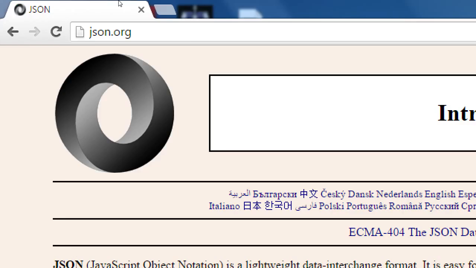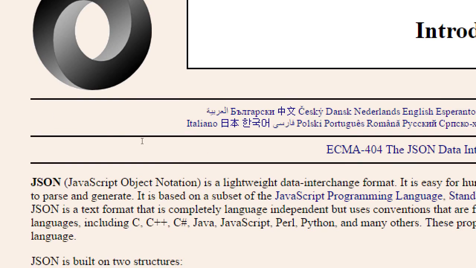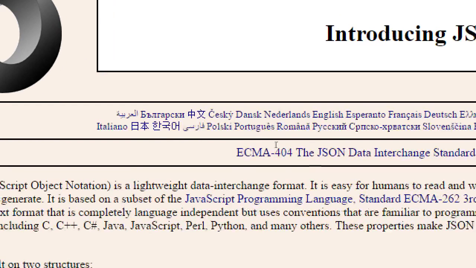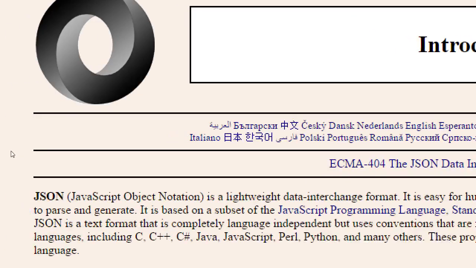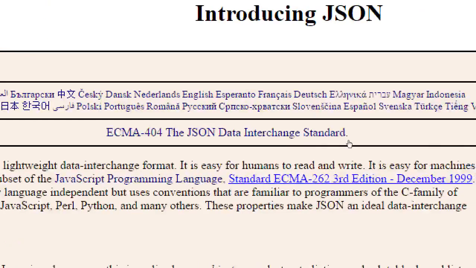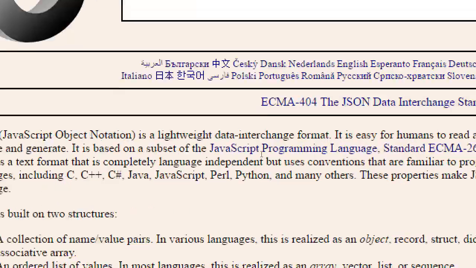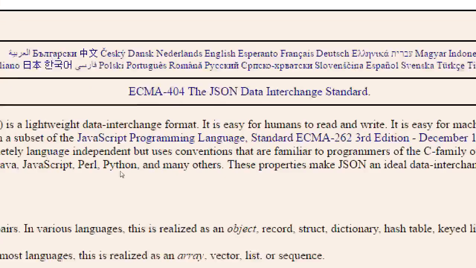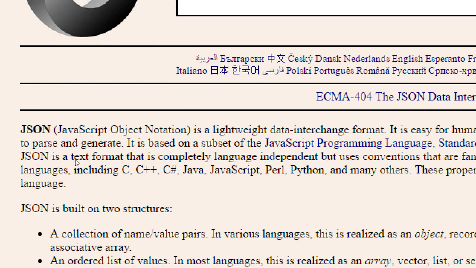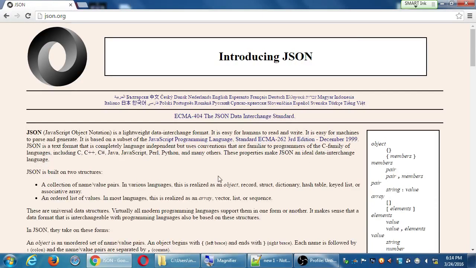JSON.org, JSON, JavaScript Object Notation. Let's see how they define it: a lightweight data interchange format. It's easy for humans to read and write. It is easy for machines to parse and generate. It's based on a subset of the JavaScript programming language. JSON is a text format that is completely language independent but uses conventions that are familiar to programmers of the C family of languages, including C, C++, C#, Java, JavaScript, Perl, Python, and many others. These properties make JSON an ideal data interchange language.